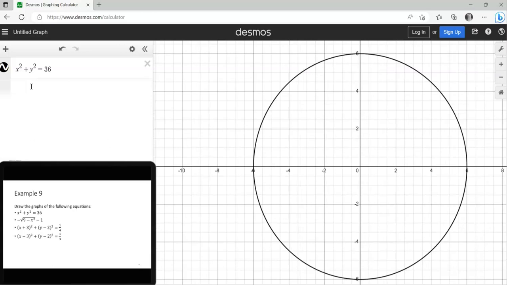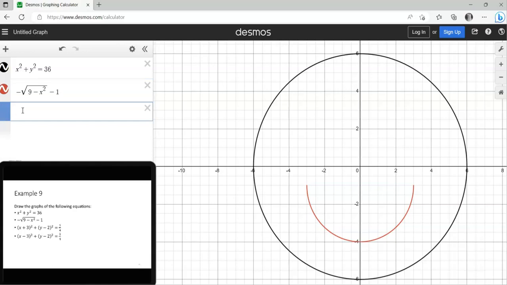The next one is negative square root, SQRT can do square root, of 9 minus x squared, minus 1. Okay. And then the next one was (x plus 3) squared plus (y minus 2) squared equal to 1/4.